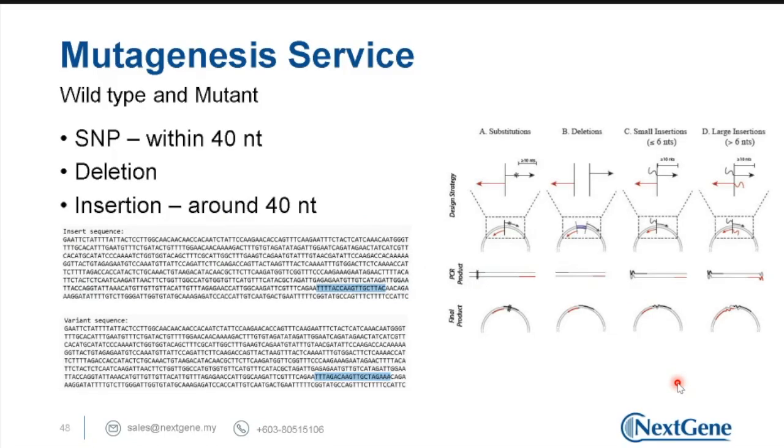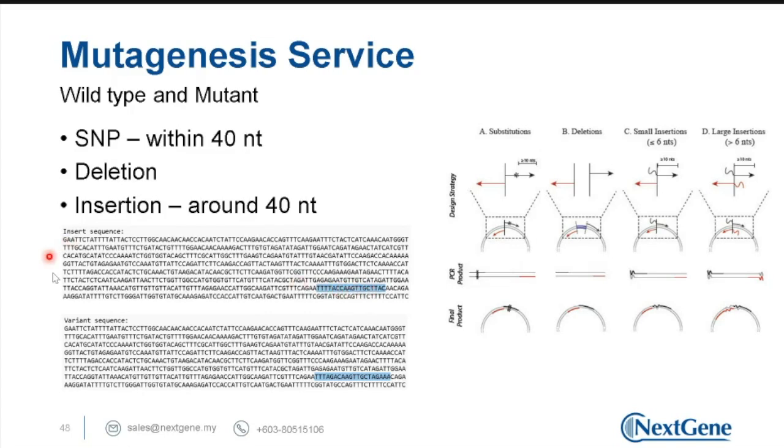Okay, therefore, for this kind of example, we are offering the mutagenesis service. Instead of charging the full price of the 1500 gene synthesis, we are offering the mutagenesis service where we are only performing point mutation. Let's say SNP that is within 40 bases. If you have any modification SNP you would like to change over here.